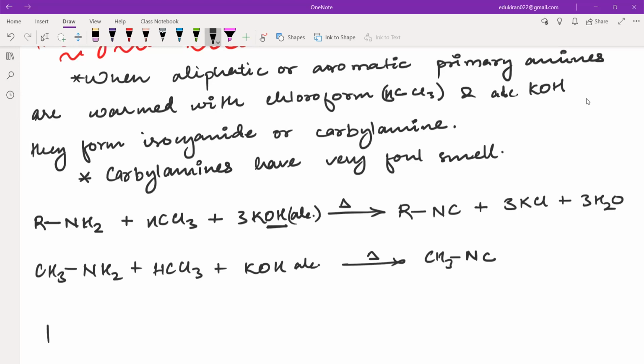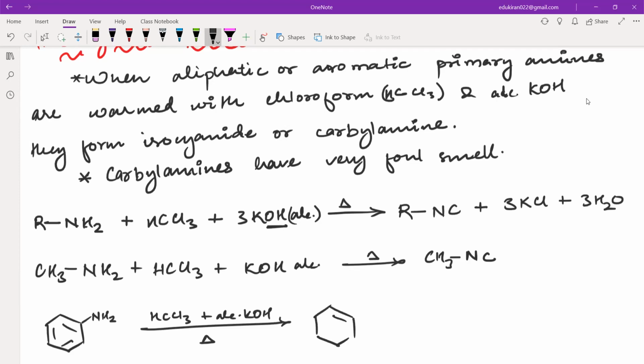Okay. Even if you have aniline, that is a benzene ring attached with NH2, you can also see this reaction as CHCl3 plus alcoholic KOH with some heat. You will get benzene, the nitrogen will be as it is, and you will just add a carbon atom here. Okay. So please tell me, is this clear, yes or no?